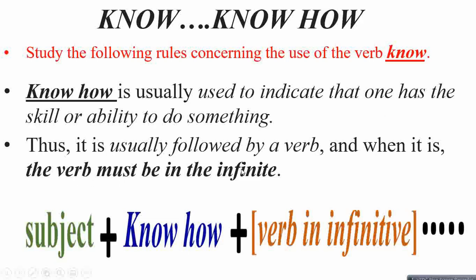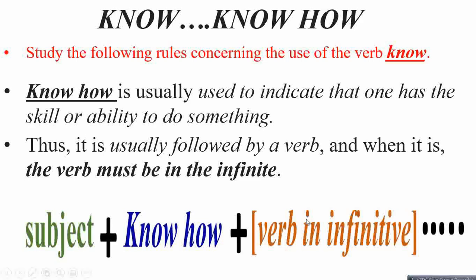So bear in mind, जब आपने know how को use करना है to say that somebody has a skill or ability to do something, तो आप इसके बाद जो भी verb आएगा, bear in mind that has to be in the infinitive form. So grammatically make sure कि know how के बाद आने वाला जो verb है that must be in the infinitive form. So the sentence construction will look like subject followed by the word know how, and the verb followed by know how must always be in the infinitive form.